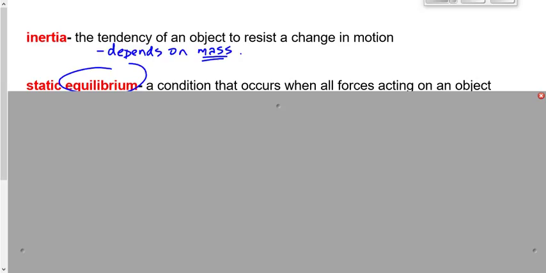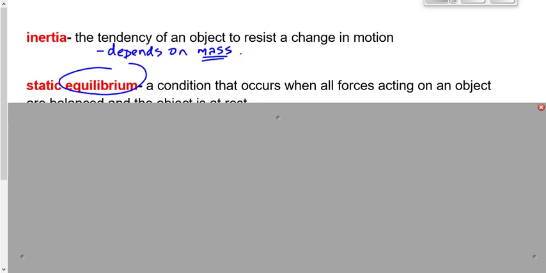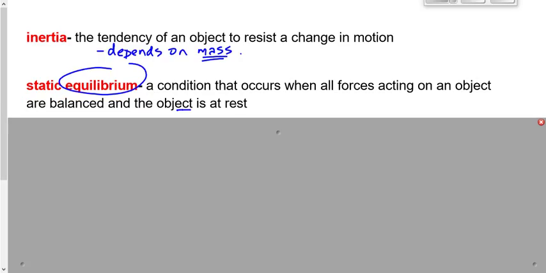Static means not moving. So when we're in a condition of static equilibrium, we say that all forces are balanced and the object is at rest. The object is at rest and the forces are balanced, so what's the object going to do? It's going to stay at rest. If you're in static equilibrium and the object is at rest, it will stay at rest, always.